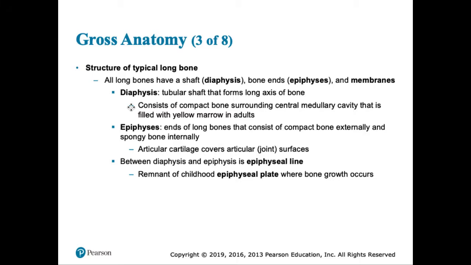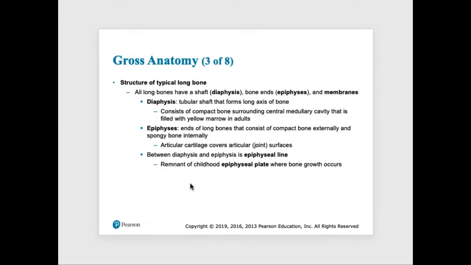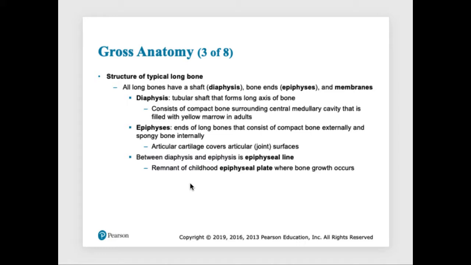The diaphysis is a tubular shaft that forms the long axis of the bone. It consists of compact bone surrounding the medullary cavity, which is filled with yellow marrow in adults. The epiphyses are the ends of the long bone. They have compact bone externally and spongy bone internally. And of course, there's that articular cartilage that covers a joint. So where it joins, there's that cartilage that covers. Between the diaphysis and the epiphysis is the epiphyseal line, and that is the remnant of a childhood epiphyseal plate, which is where bone growth occurs.